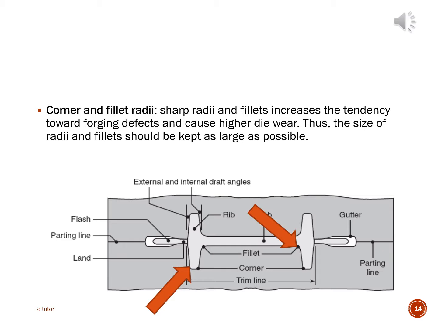Next parameter is the corner and fillet radii. As we know, the sharp radii and fillet increase the tendency of forging defects and higher die wear. So, sharp corners have to be avoided and the size of radii and fillet should be kept as large as possible. They are shown in the figure using arrow marks.